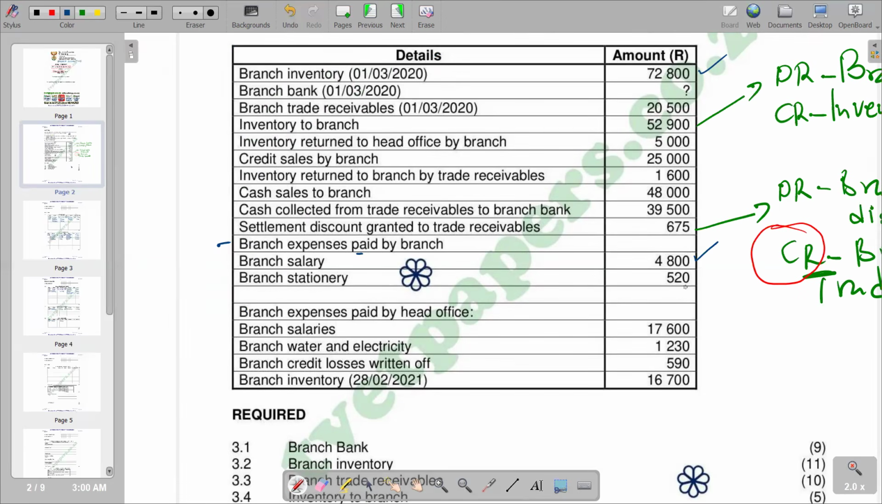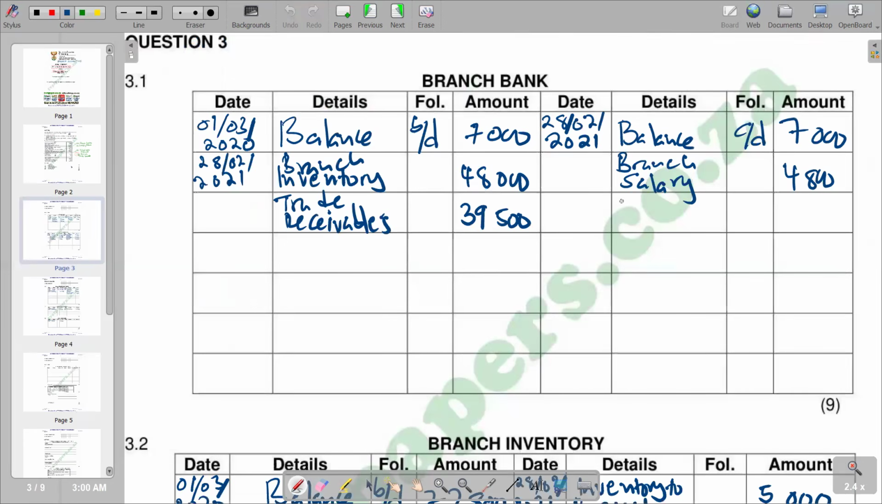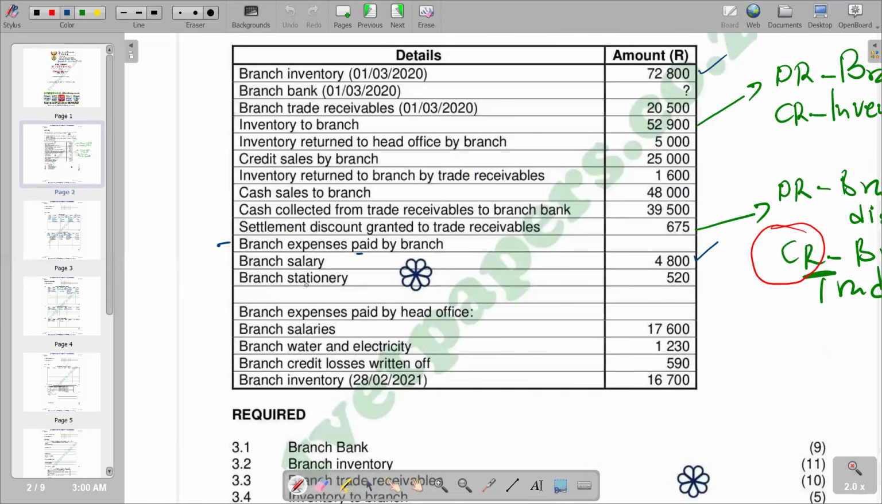Then we've got the branch stationery, which we are only going to credit in the bank with 520. So we come here and say branch stationery, it is 520. So this is what we have for that part. And then we are not going to go to branch stationery since we do not have it; it was not asked in the question.